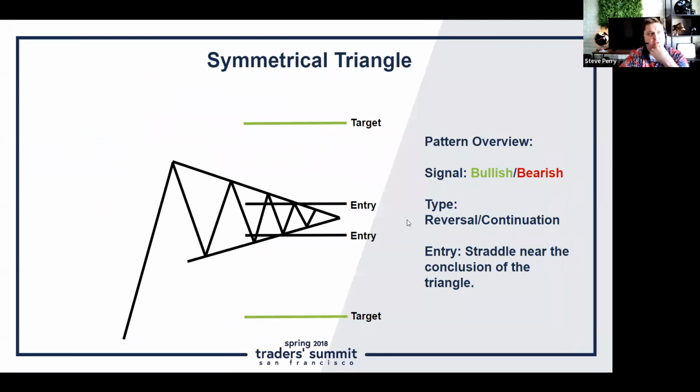Okay, this is the last one. It's a symmetrical triangle. Symmetrical triangles are like pennants. They're like descending and ascending triangles and wedges. But the thing about a symmetrical triangle is it has a wider base. So it's a little bit wider.